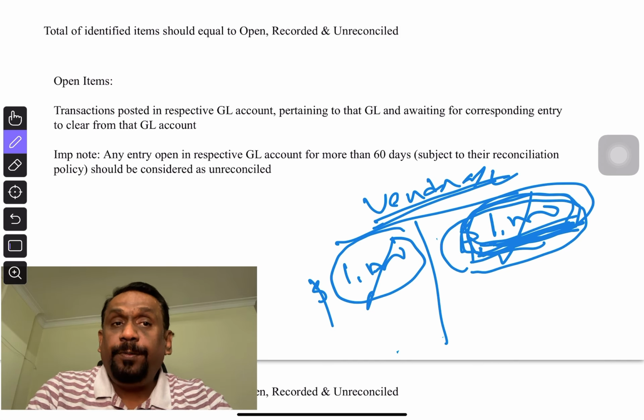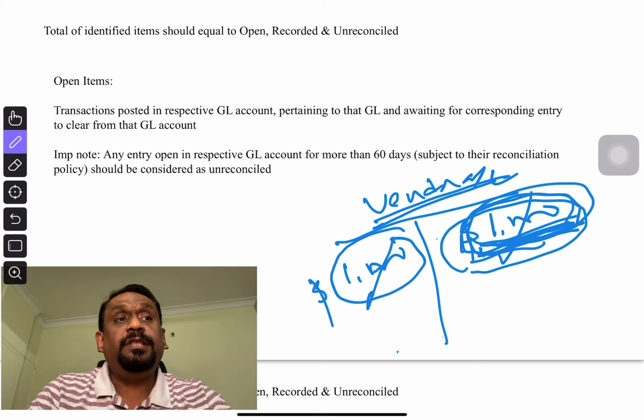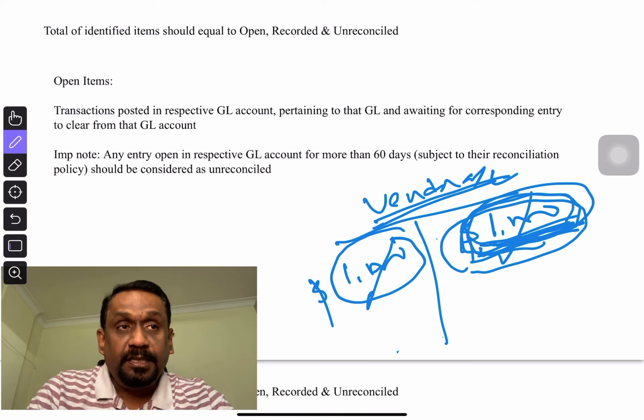How long will this be treated as an open item? As long as this continues to be in the supplier account without any payment being made, this will be treated as an open item.